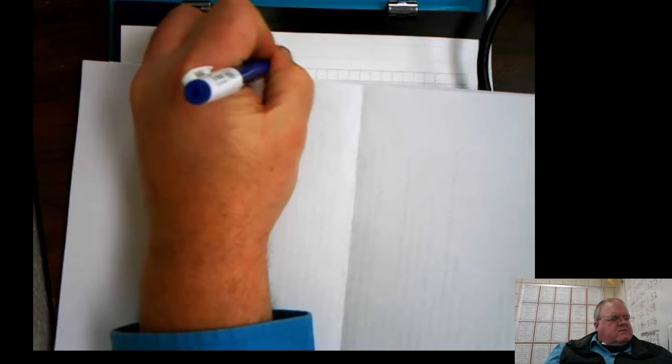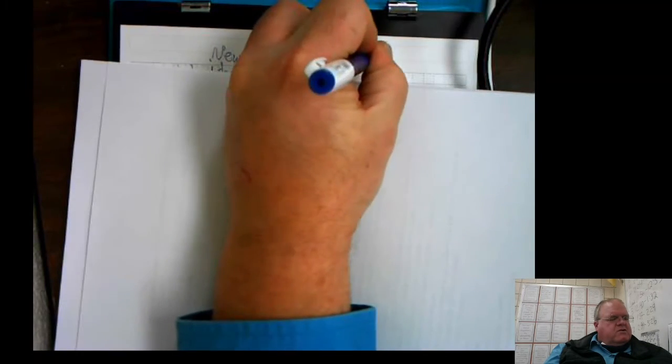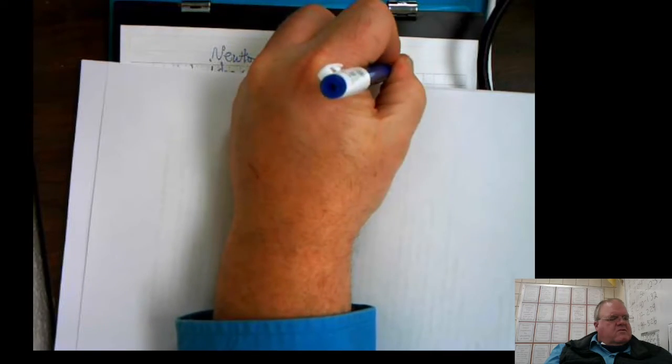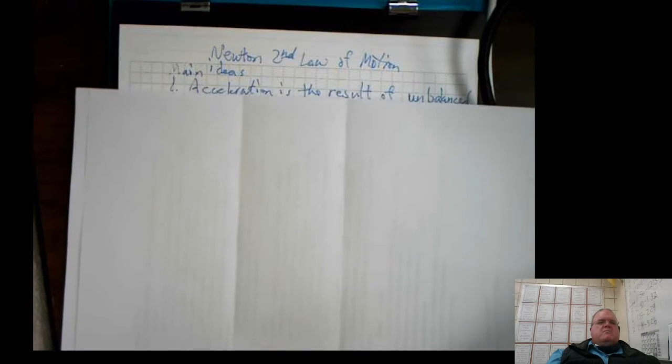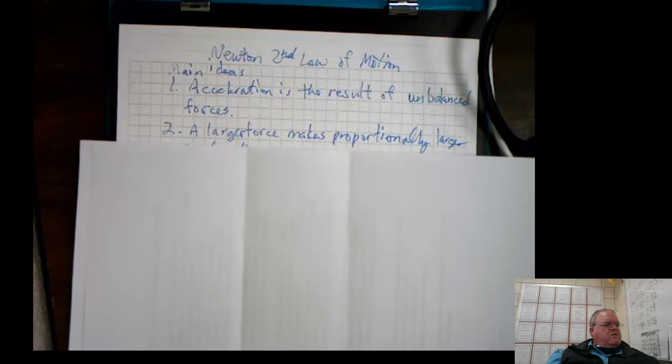Today we are going to be talking about Newton's second law, Newton's second law of motion. All right, so there are some main ideas we need to think about with Newton's second law of motion. The first one is that acceleration is the result of unbalanced forces. And we'll look at a simulation here that will show this to us.